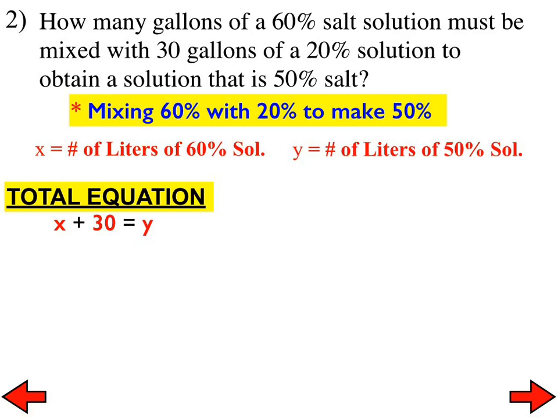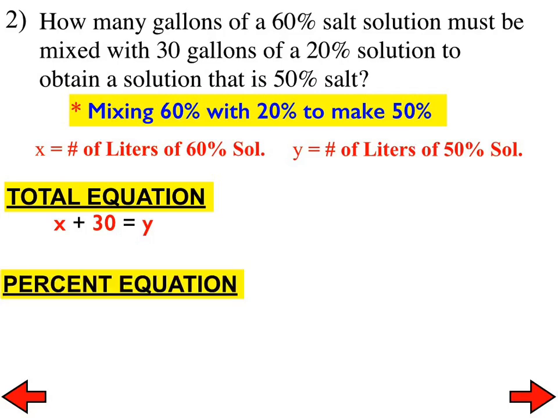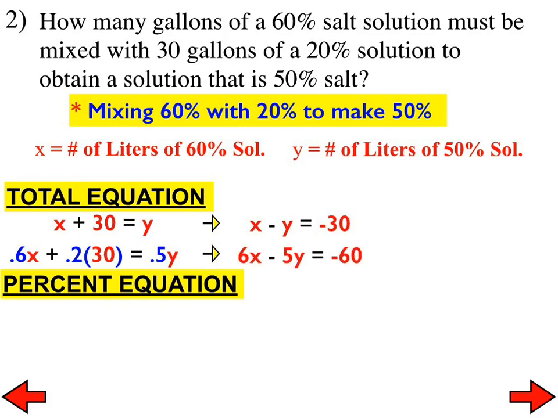From there, all of those pieces are part of the percent equation. We're just multiplying each percent as a decimal by each one. So that's where the second equation becomes 0.6x plus 30 times 0.2 equals y times 0.5, like that. And I would multiply 0.2 times 30, and then I would multiply everything in that bottom one by 10 to clear out the decimals, and then I like elimination better, so I would put both equations in standard form.